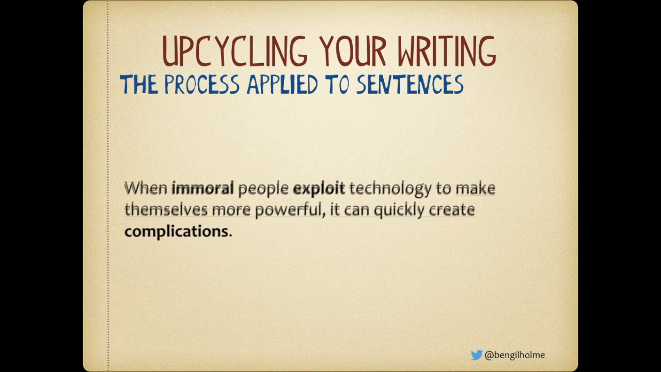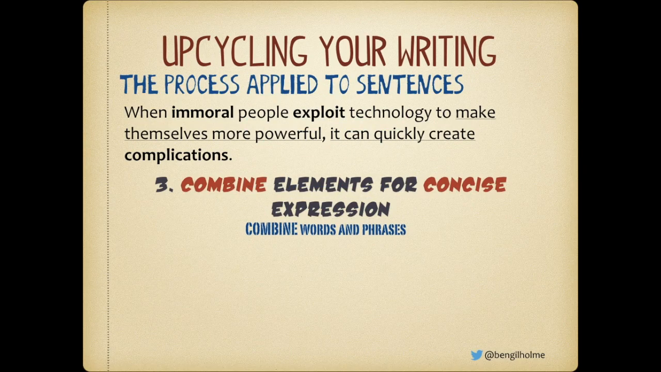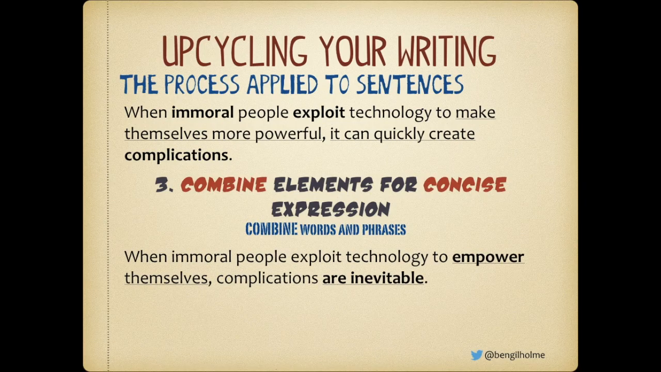The third step of the process is then to remove all the unnecessary words to make your writing more concise, which means basically giving it a lot more information clearly in as few words as possible. In this case, basically we've replaced the phrase make themselves more powerful with empower themselves, and we've also replaced it can quickly create with are inevitable. So the result, when immoral people exploit technology to empower themselves, complications are inevitable.